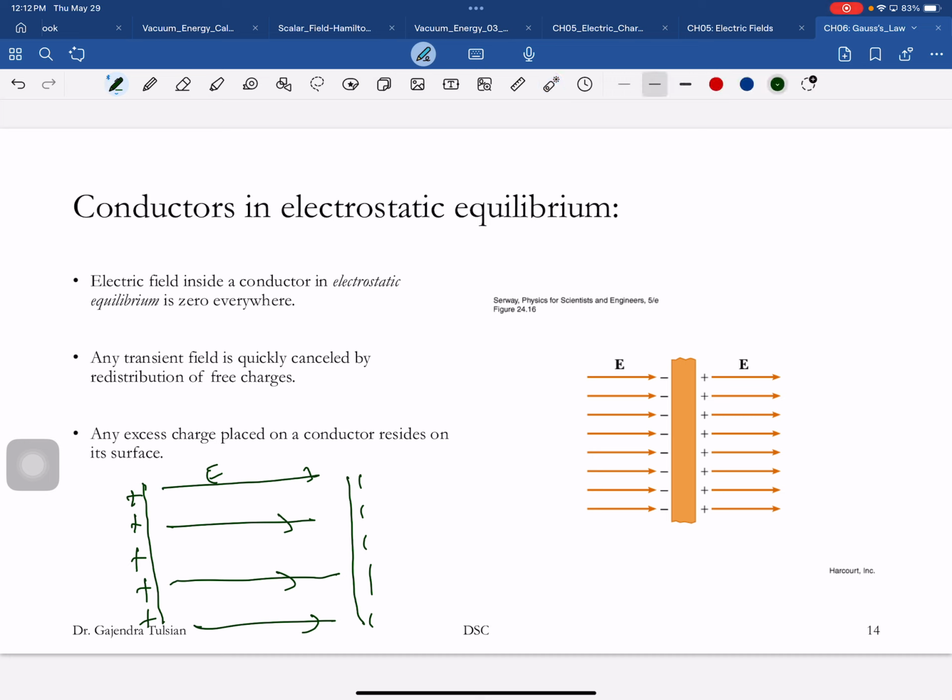Till when does this happen? Almost instantly. Till what time does it happen? This induced field is canceling the external field. And now the field has gone to 0 and the electrons don't have to move anymore. So that rearrangement happened in the blink of an eye, in 10 to the minus 15 seconds. So you take a piece of metal, put it in an electric field, charges will rearrange such that the electric field inside the metal goes to 0. So what has this metal done for you? It has shielded you from an external electric field.